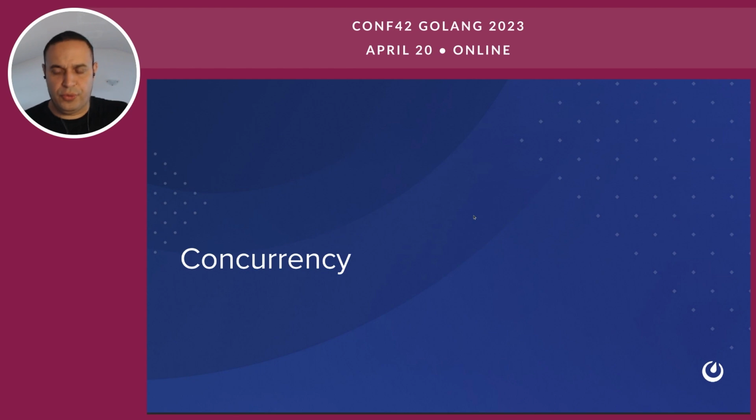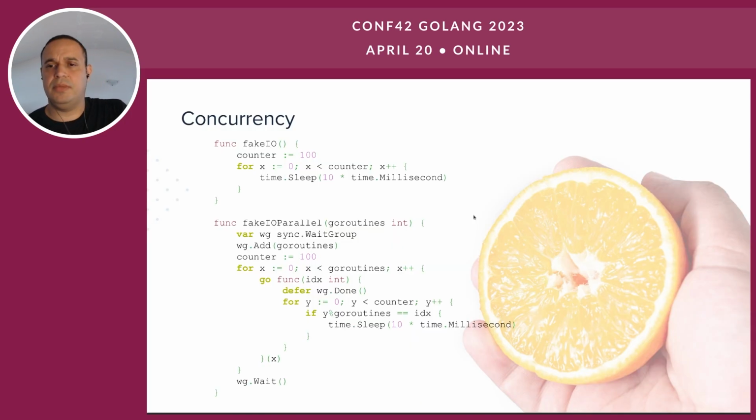Okay, let's talk about concurrency. We all love concurrency because in Go it is so easy and so cool to do concurrency, but it has some important implications in performance, of course. Here we have a fake IO function that simulates some IO, some blocking process. In this case, I'm just doing some time sleeps, and I have the fake IO parallel that is going to execute that in goroutines, and the number of goroutines is passed as a parameter.